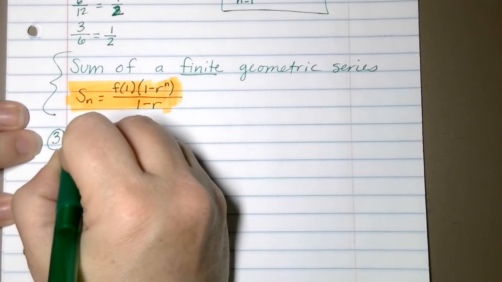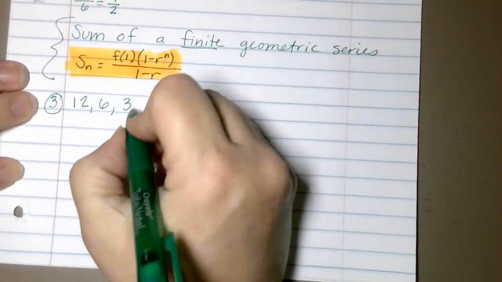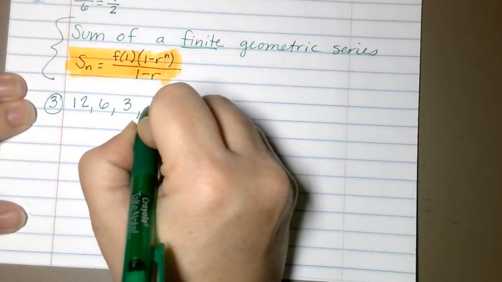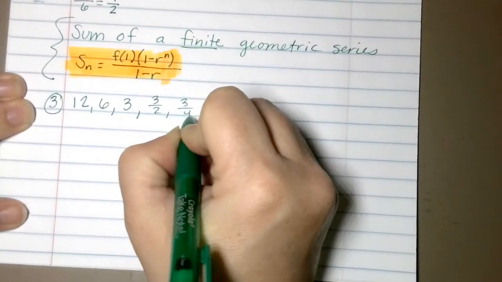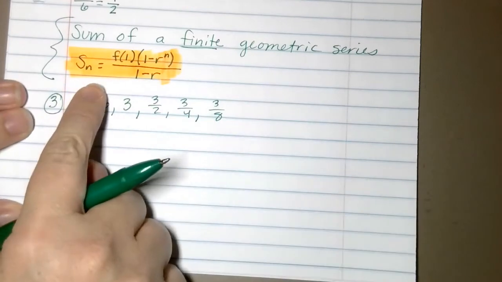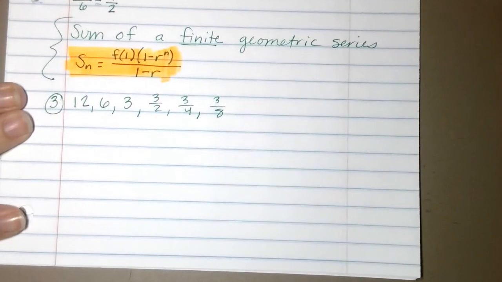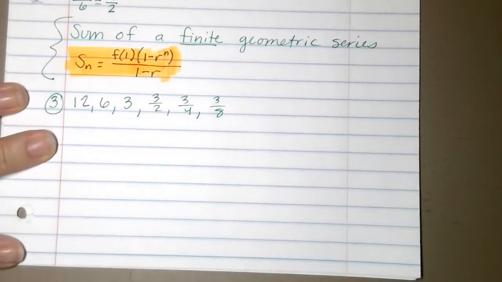So we're going to use the same sequence we used in example 2: 12, 6, 3, 3 halves, 3/4, 3/8, and we're going to find the sum of those 6 terms. Now, with only 6 terms, I could technically plug them into my calculator, add them all together, and get an answer, right? But I want to show you how the formula works, and then I'll check it by doing that just to show you that it ends up being the same thing.